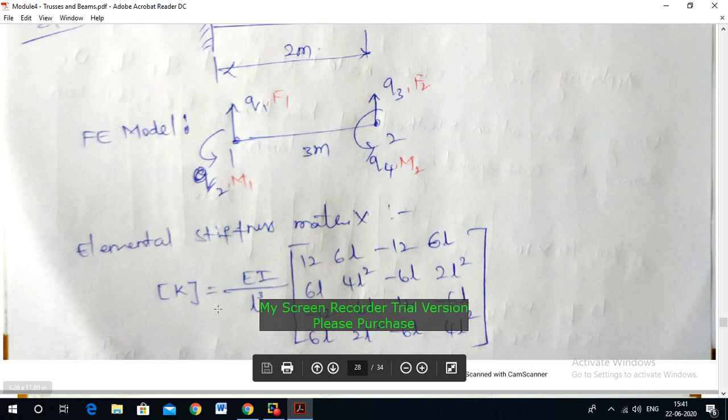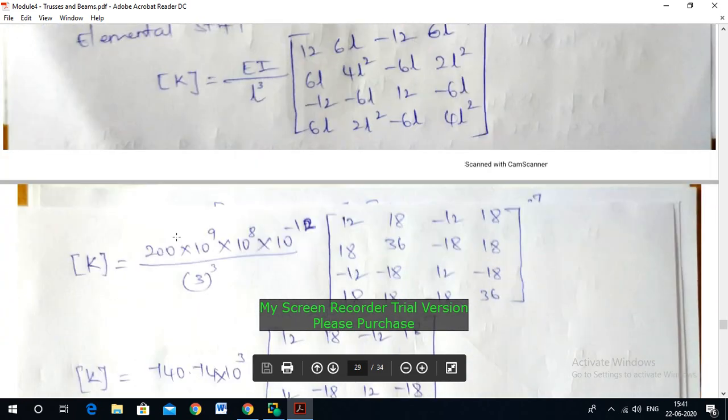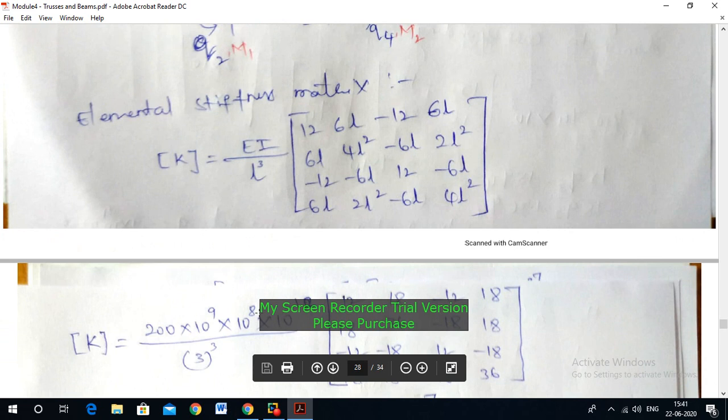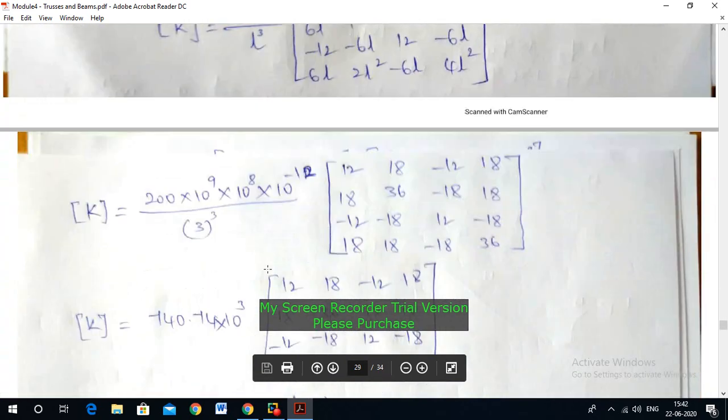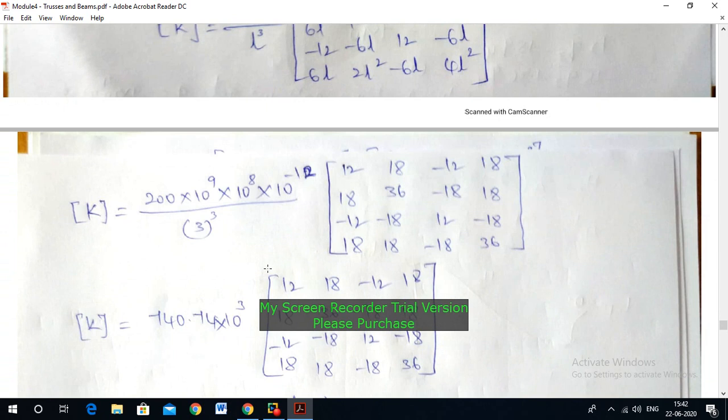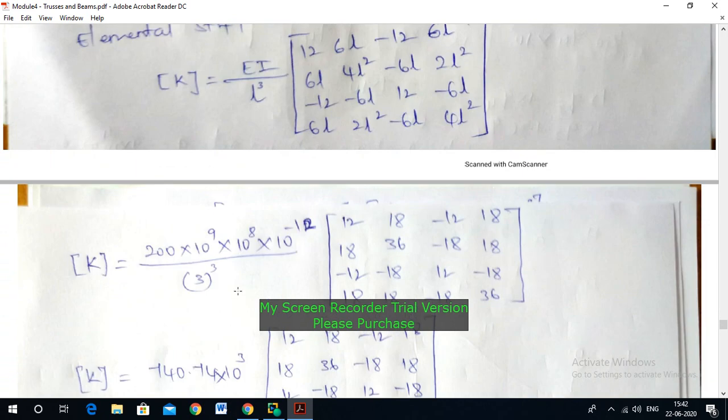We know that K is equal to EI by L cubed times 12, 6L, minus 12, 6L; because of symmetry, it is the same thing: 6L, 4L squared, minus 6L, 2L squared; minus 12, minus 6L, 12, minus 6L; 6L, 2L squared, minus 6L, 4L squared. Therefore, substitute the Young's modulus value and moment of inertia, which are given. You should convert all the values into Newton per meter square, and all the lengths in terms of meter.